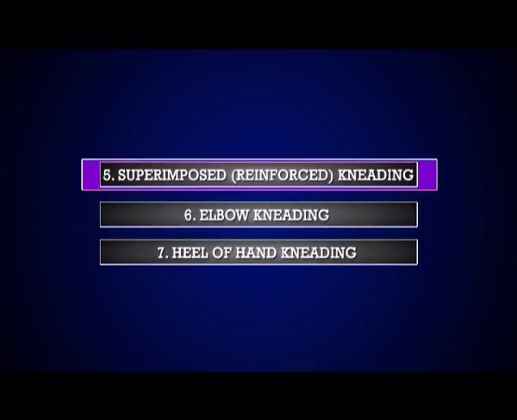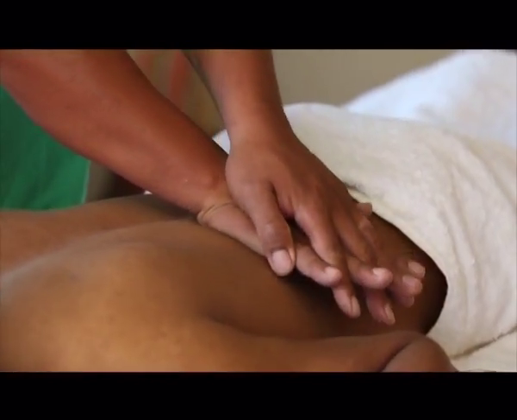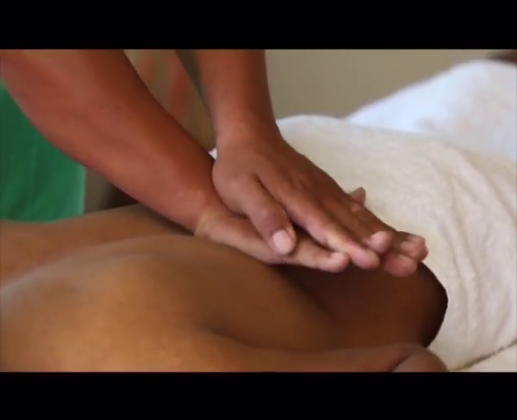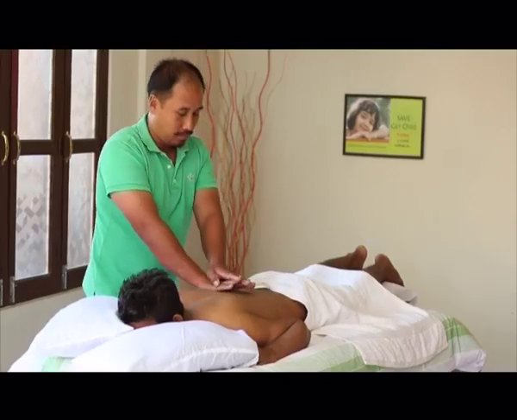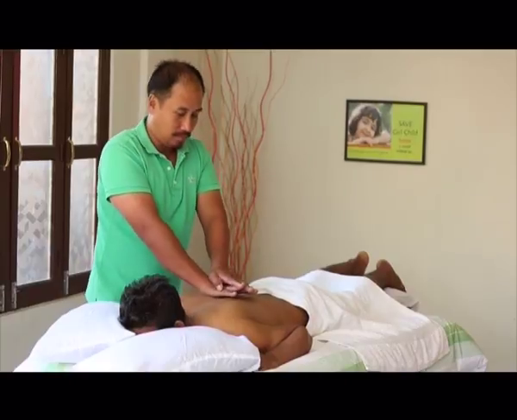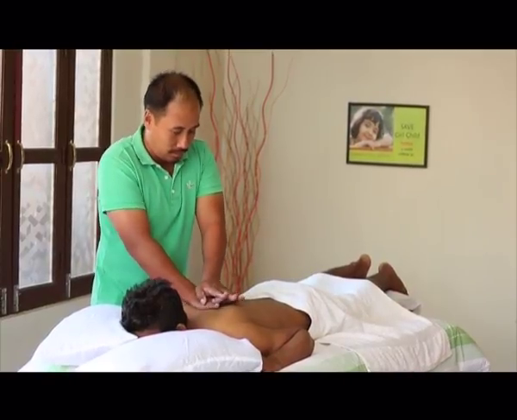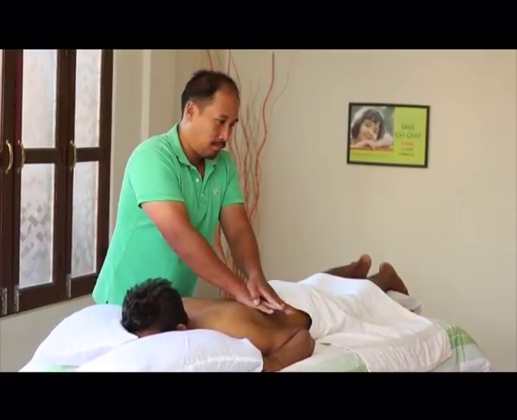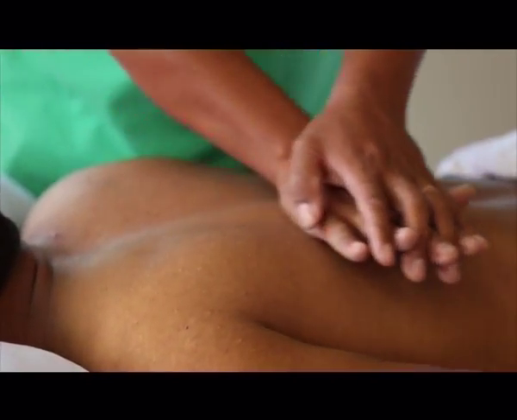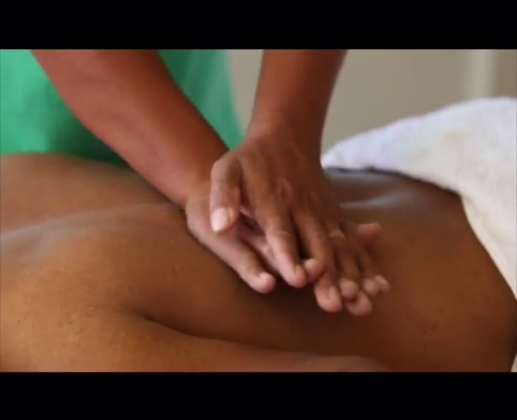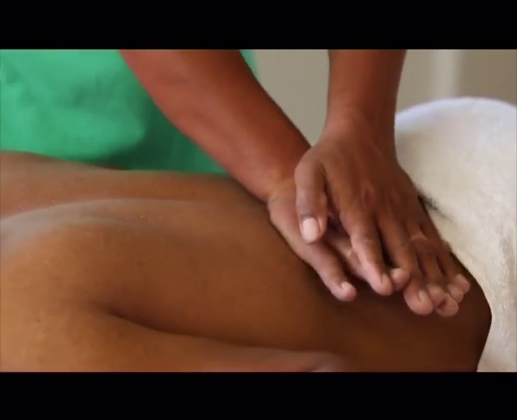In number 5, superimposed or reinforced kneading. This type of kneading can be very deep and is usually performed when a greater depth is required. The contact hand is rested fully on the part. The superimposed hand rests on top of it, either obliquely across when working on the opposite side of the body, or with palm or fingers when working on the adjacent side of the body.